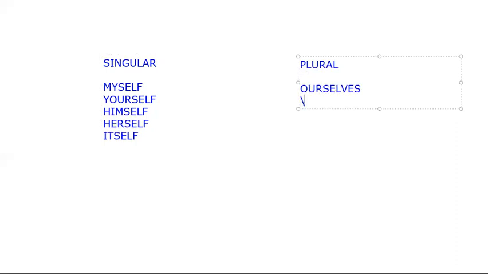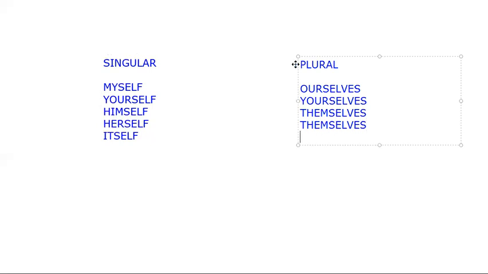Ourselves. Yourselves and themselves. And herself? Herself will be... There are three types of plural: ourselves, yourselves, and themselves. So herself will be themselves, just like himself. Yes, exactly. That's what I was asking from you. And itself will be itself. Fine. Anything? No, ma'am. It's all clear.